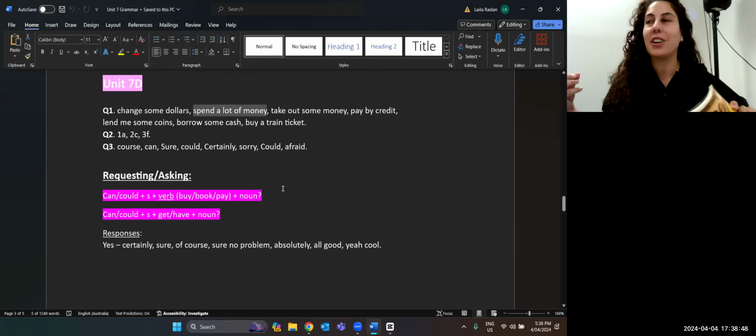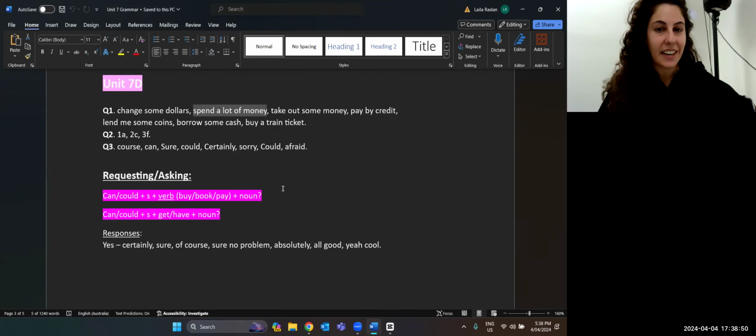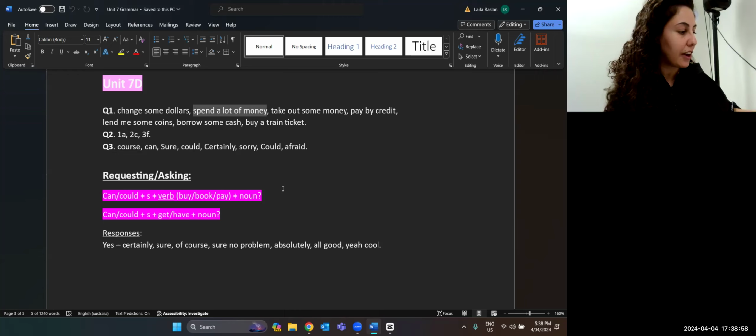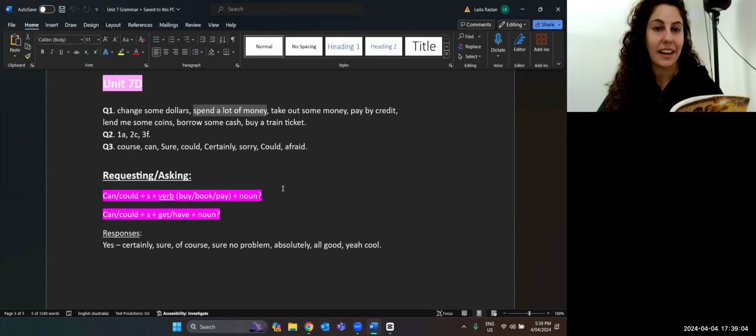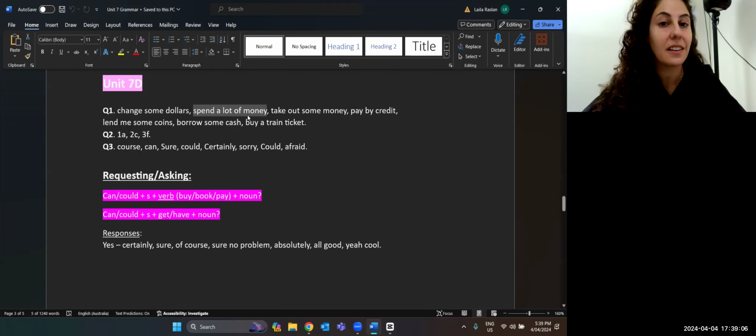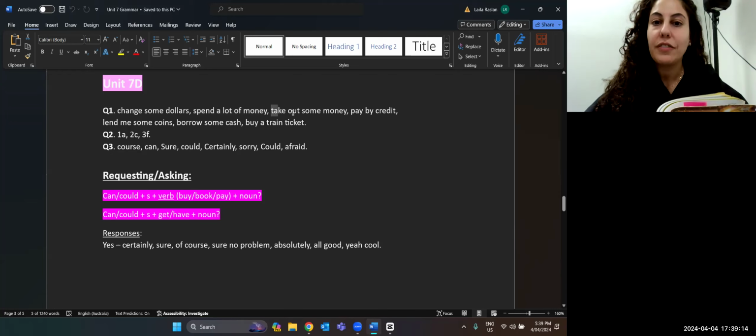Another expression that we have is spend a lot of money. We know that when we go to a new country, we always spend a lot of money because we need to pay for the hotel, we need to pay for tours, we need to pay for entrance fees. There's a lot of things that you need to spend when you're on holiday. So you spend a lot of money. It means that you're using your money to buy something.